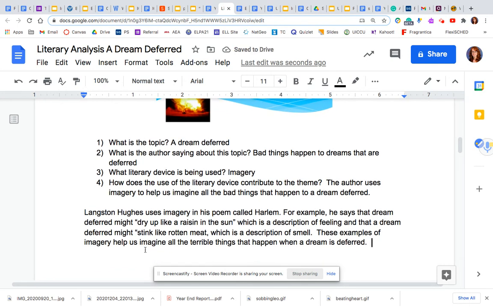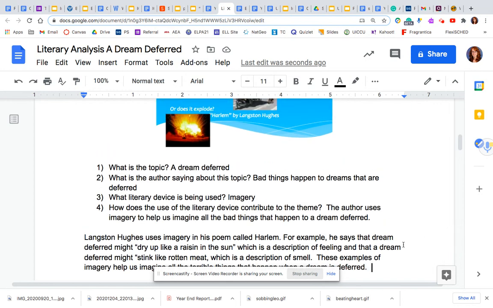Okay, and there you go. There's the literary analysis paragraph. Okay, we've mentioned the literary device, imagery. We've given examples of that device. We've quoted certain lines that give examples. And then we've connected the literary device to theme. Okay, all the terrible things that happen when a dream is deferred. This is the theme. And these examples of imagery help us imagine these terrible things.